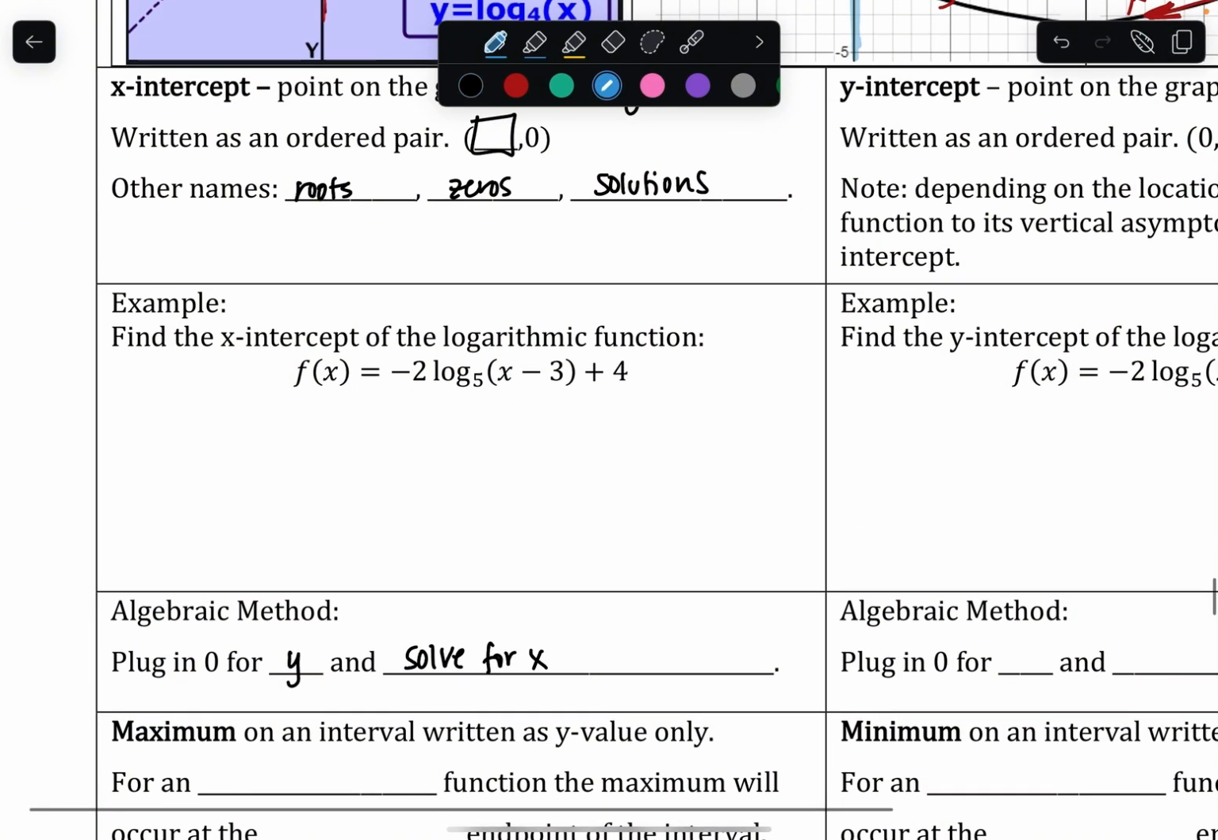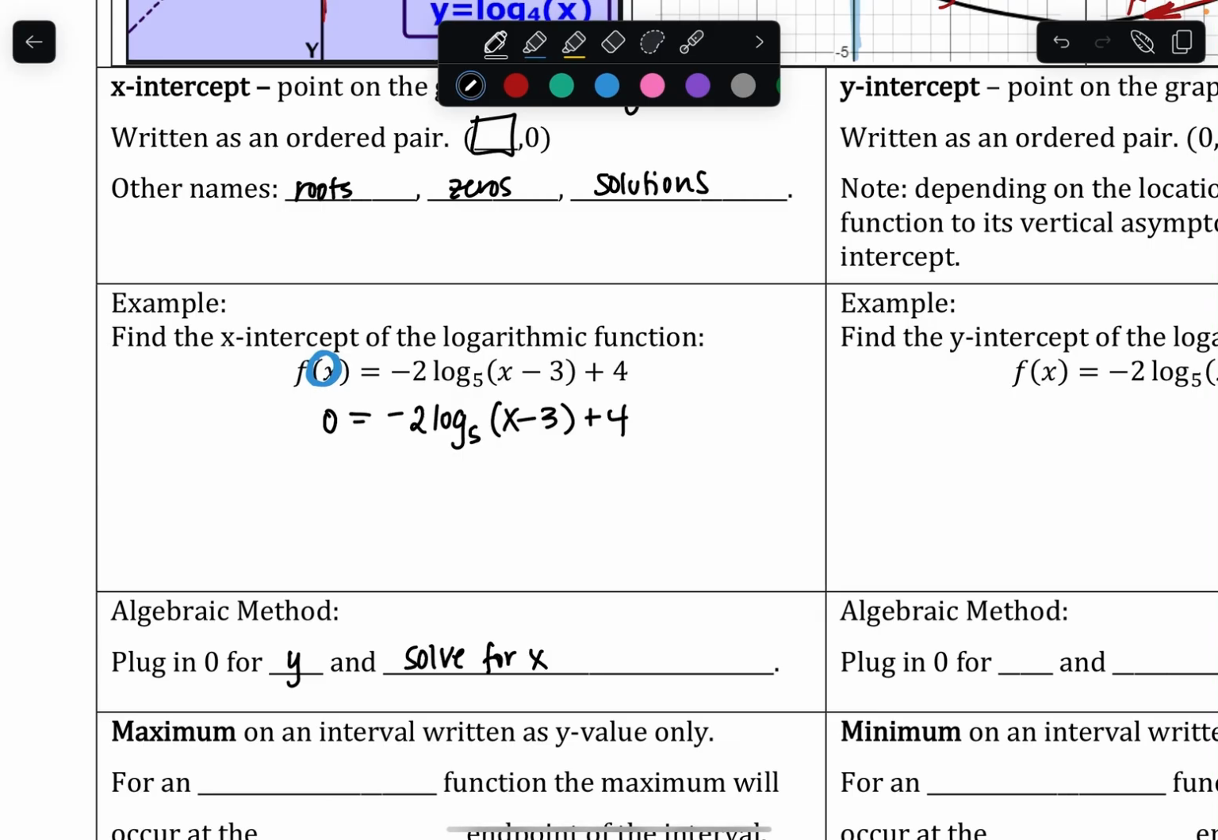Plugging in 0 for the y means plugging it in on the left side. And so that leaves me with the equation 0 equals -2 log base 5 of (x minus 3) plus 4. As we're solving for x, the first thing we have to do is isolate the logarithmic expression. So here's the log with its argument. My first step is to subtract 4 from both sides. That leaves me with -4 equals -2 log base 5 of (x minus 3).